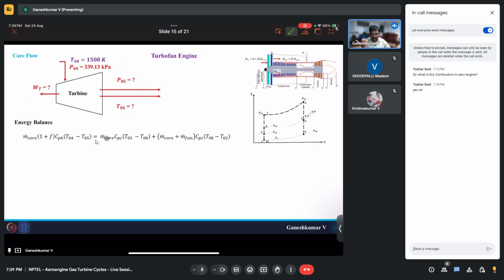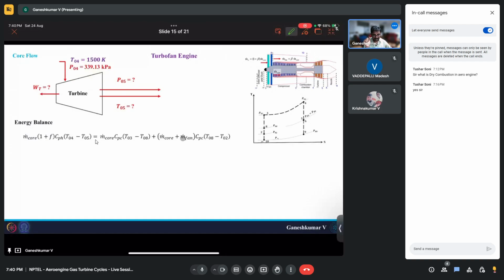Now this should be equal to m dot core times CPC of (T03 minus T02). What is T03 and T02? It is nothing but the compressor. Here if you see, this is the compressor that you have. Across the compressor there is a pressure change and it requires work, and that is given by the turbine. So that is the first term over here. And the second term is across the fan. It also requires work to rotate the fan. And across the fan, what is the temperature change? You have 8 to 2. So that's what you see here, T08 minus T02.